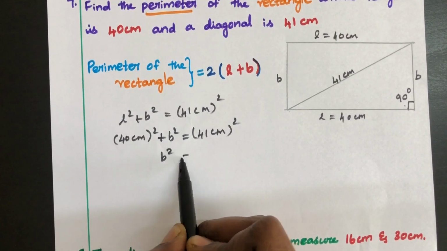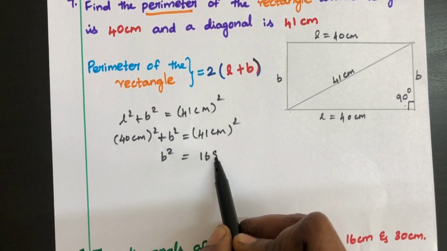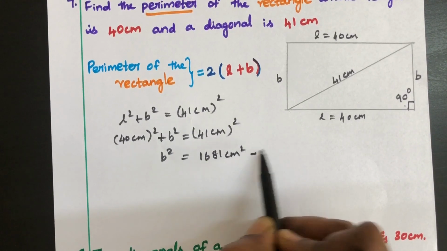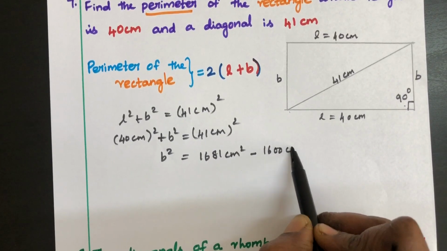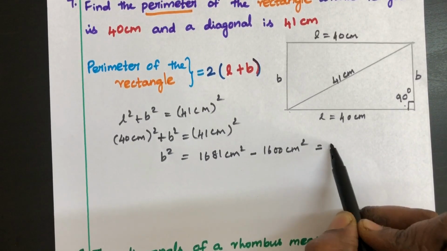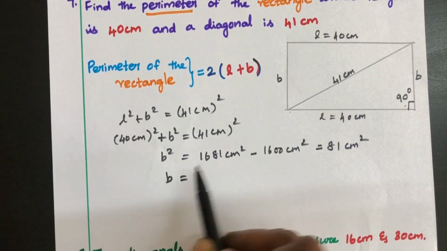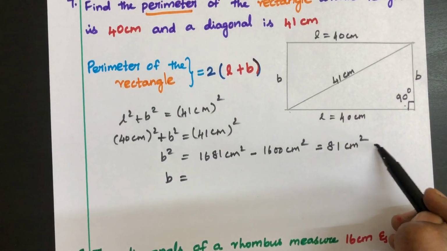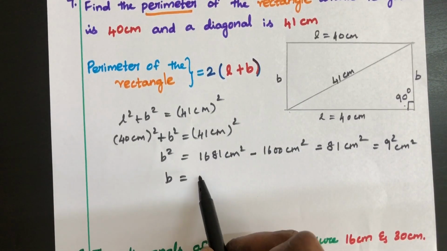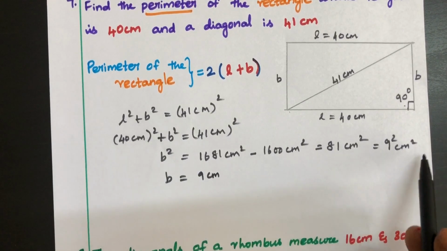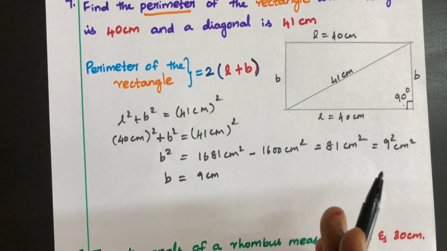B squared is equal to 41 centimeter squared, which is 1681 centimeter square, minus 40 centimeter square, which is 1600 centimeter square. This is nothing but 81 centimeter square. So B is equal to, if we remove squares, the square root of 81, which is 9 centimeter. Just cancel the squares. We get B equal to 9 centimeter.